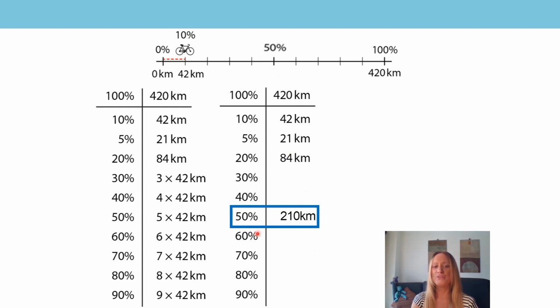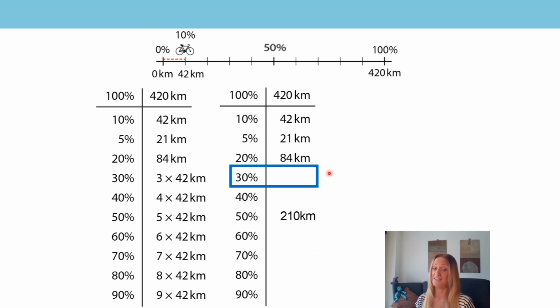So if I know what 50% is, so I've got 10%, 5%, 20% and 50% as my known percentages here, and ones that I can derive really quickly, might there be an easier way to find 30% than multiplying 10% by 3? I could multiply 10% by 3, couldn't I? But is there perhaps a different way of doing it? Pause me now and have a look.